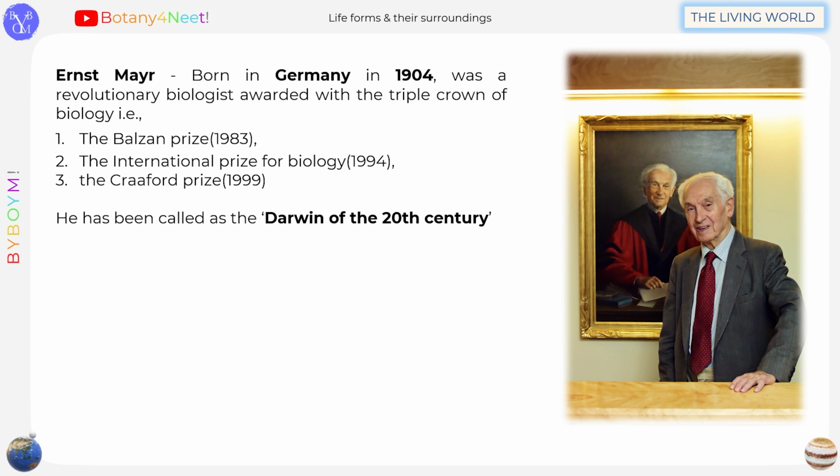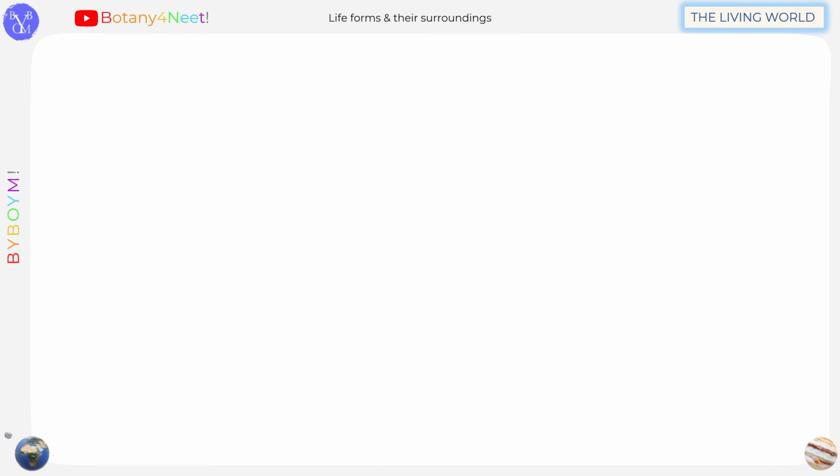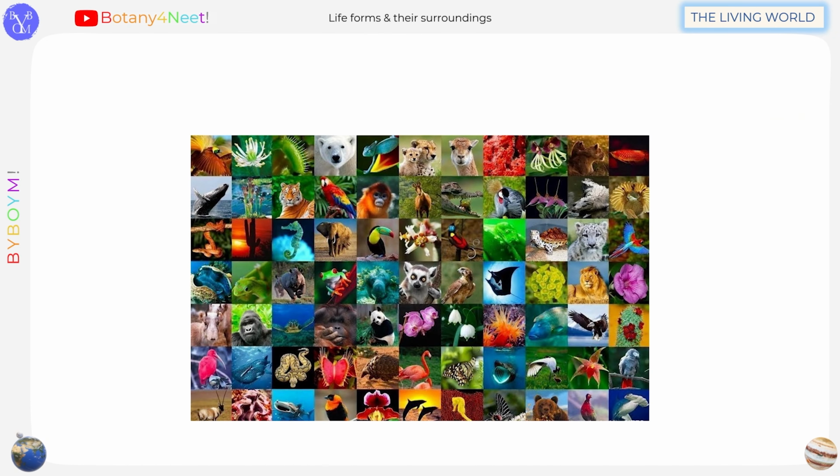One important scientist in this chapter is Ernst Mayr, born in Germany in 1904. He was a revolutionary biologist. He was awarded the Triple Crown of Biology. He has also been called the Darwin of the 20th century.